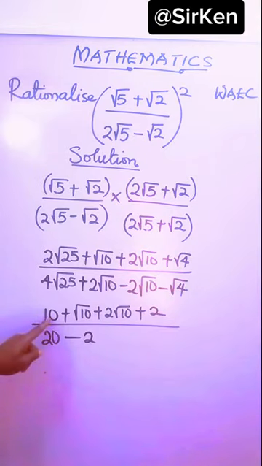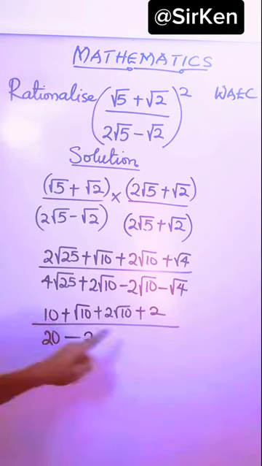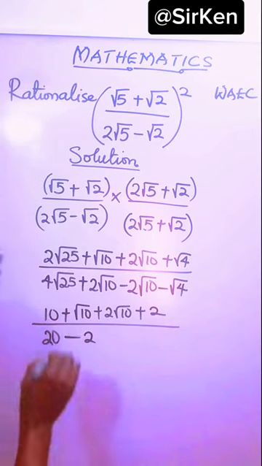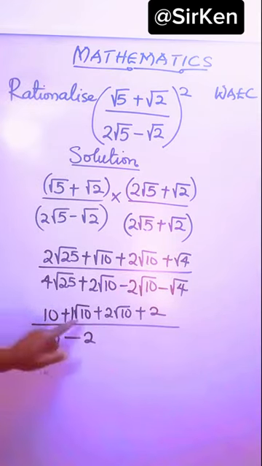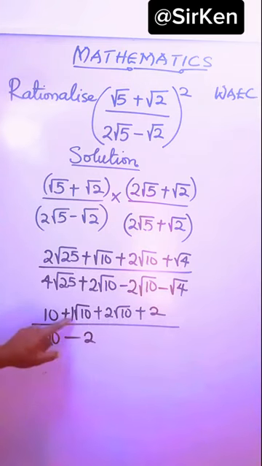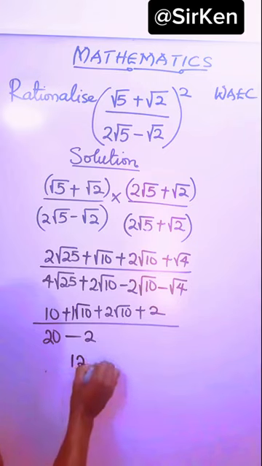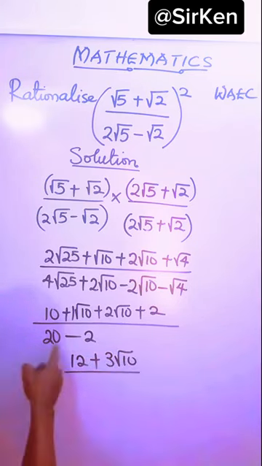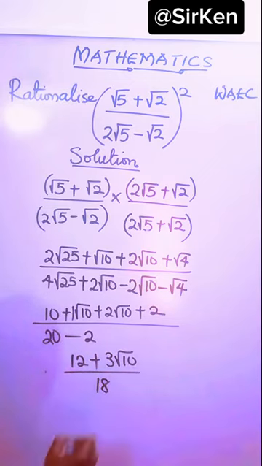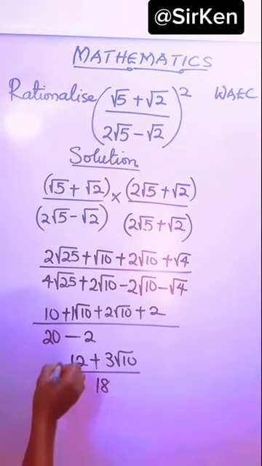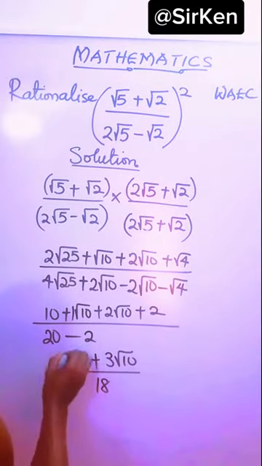I'll now say, collecting like terms, 10 plus 2 is 12. These two, they are like terms because root 10 is just like you putting 1 here. Root 10 is here, root 10 is here, so they are like terms. So 10 plus 2 is 12 plus this and this will give me 3 root 10. So I'll be having 12 plus 3 root 10 all over what? 20 minus 2 is what? 18. I have dealt with what's in the bracket. Do you understand? The left one now is I cannot square it, so I cannot square like this.